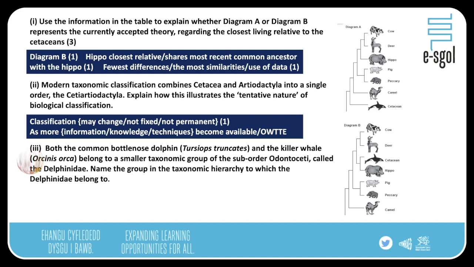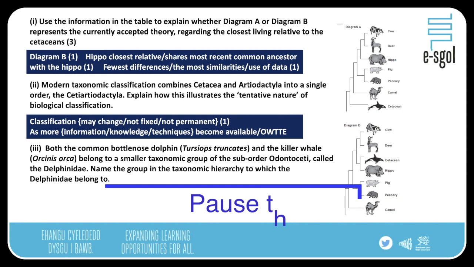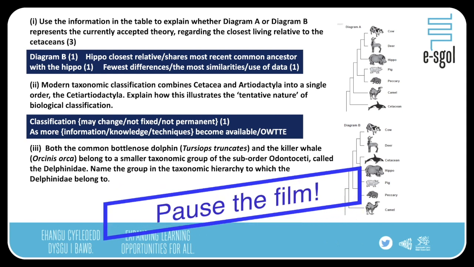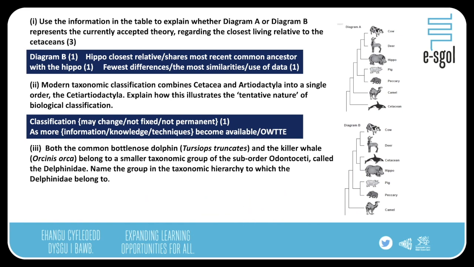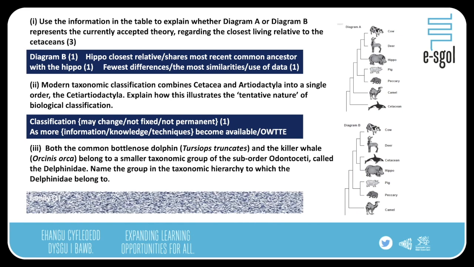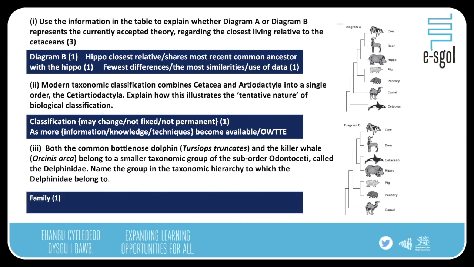The final question is worth one mark. Both the common bottlenose dolphin, Tursiops truncatus, and the killer whale, Orcinus orca, belong to a smaller taxonomic group of the suborder Odontoceti, called the Delphinidae. Name the group in the taxonomic hierarchy to which the Delphinidae belong. Pause the film here and write down your answer. The answer is family.